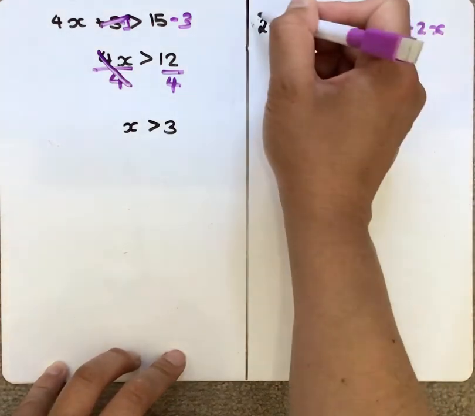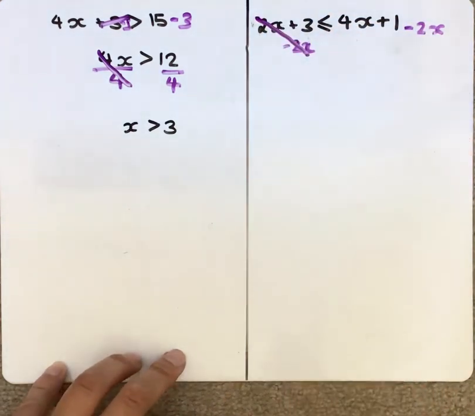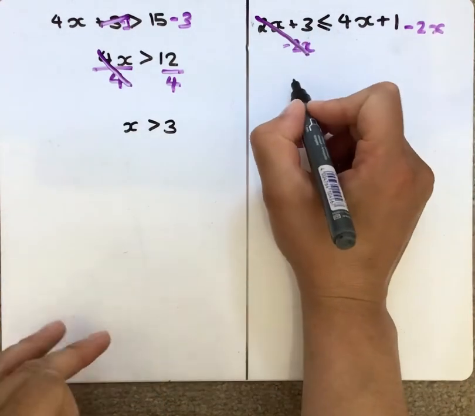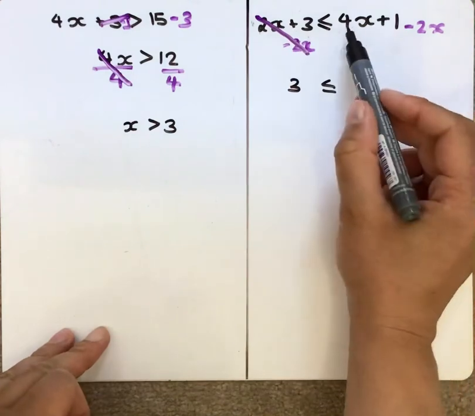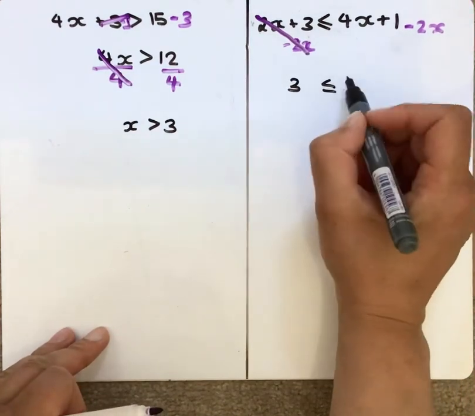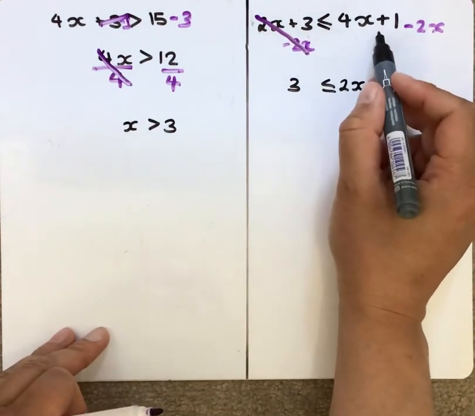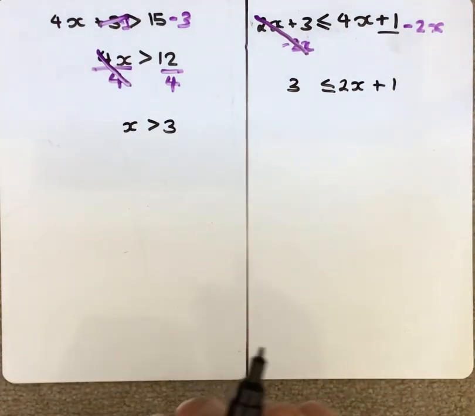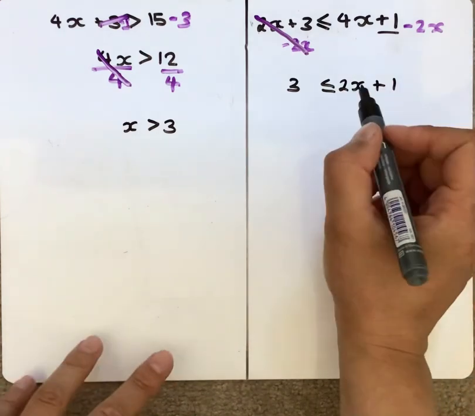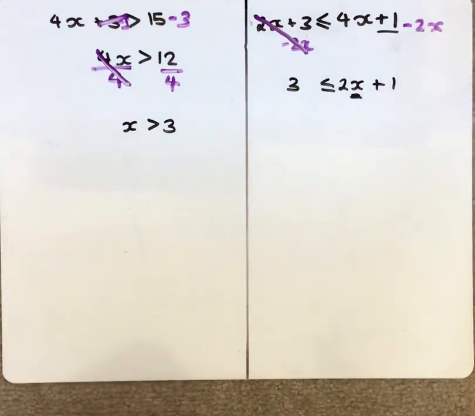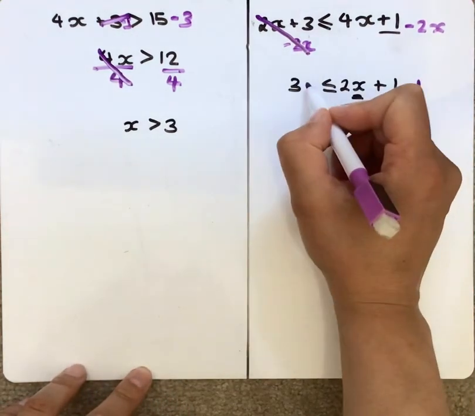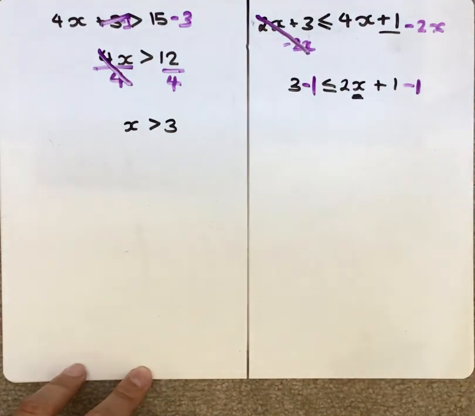So then on the left hand side, if I've got 2x take away 2x, that just leaves me with the 3. And on the right hand side I had 4x, but if I take 2x away, that leaves me with 2x, and don't forget the plus 1 as well. Right, I've now only got x on one side, but I need to get it on its own. So let's start by getting rid of that plus 1. The inverse of plus 1 is take away 1. So let's take away 1 from both sides.